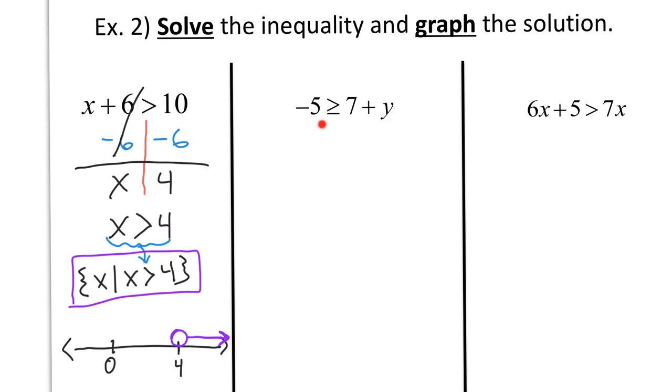Okay. Now let's look at this one here. You have an inequality: negative 5 is greater than or equal to 7 plus y. So first I am going to put my line under the inequality here. I have the y on the right side right here, so I need to get rid of this number, that constant. It doesn't have a variable. So I am going to subtract 7 from both sides. I do the opposite. So when I do that, I get negative 12 on this side, negative 5 minus 7. On the other side, you can cancel the 7s. 7 minus 7 is 0. So you bring down the y. Now, when you bring down the inequality, negative 12 is greater than or equal to y.